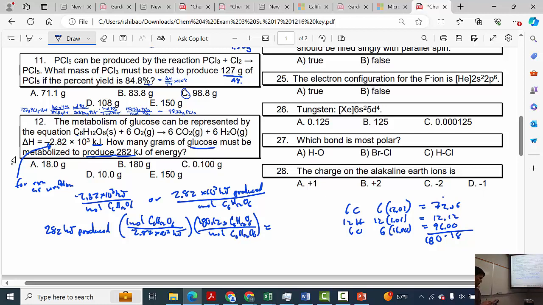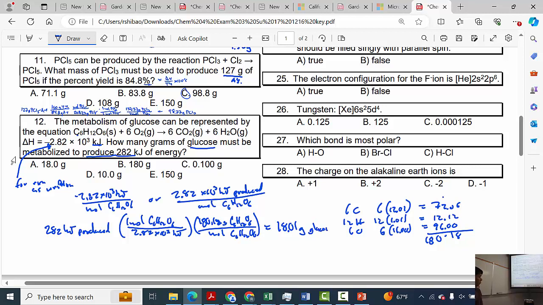So let's figure out how many grams. This is going to be 282 divided by 2,820, times 180.12. I'm just using my phone. Entering scientific notation is a bit of a pain. So it's 0.1 times 180.12 for the grams of glucose. Okay, I did get 18.018 grams. Yeah, that's what I got.